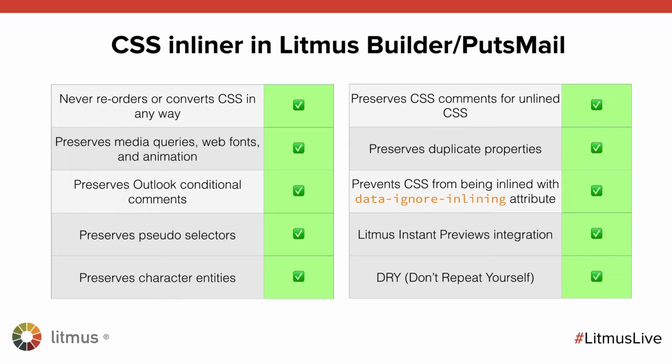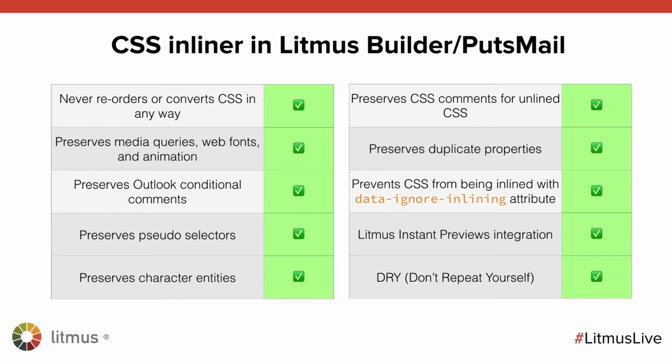It preserves character entities, which is a big one. For unlined CSS, it preserves CSS comments, so sometimes that's used as a hack for certain email clients. It preserves duplicate properties, again going over that issue we just talked about with Outlook, how it may not support every type of background CSS. I love this, and Rody has this too, which is why I like Rody a lot.